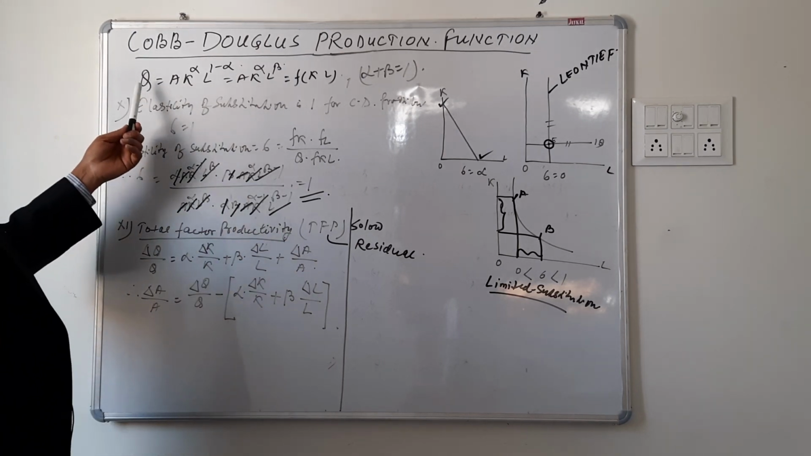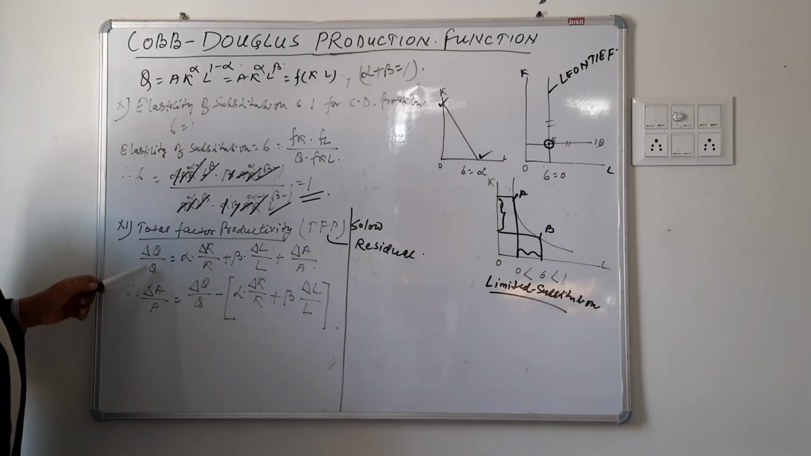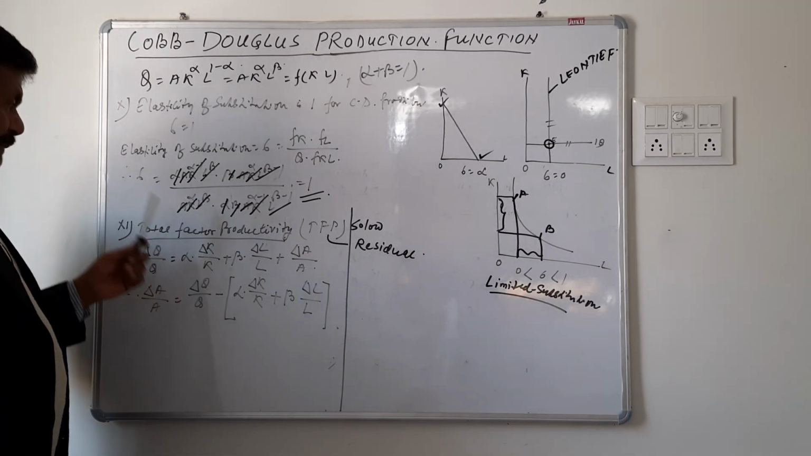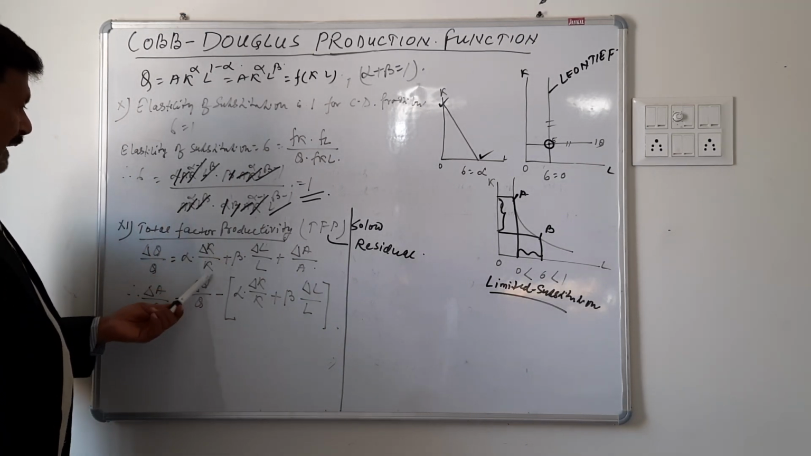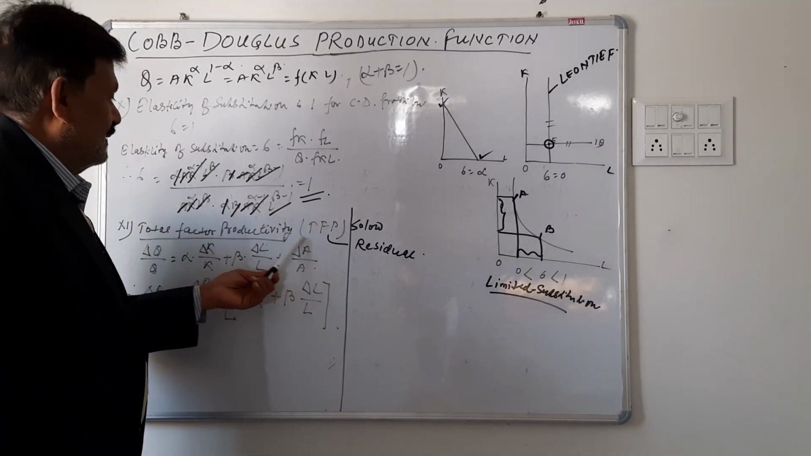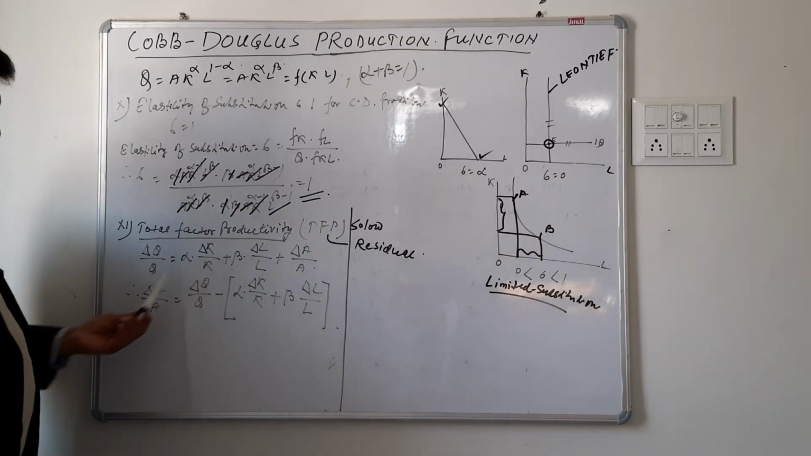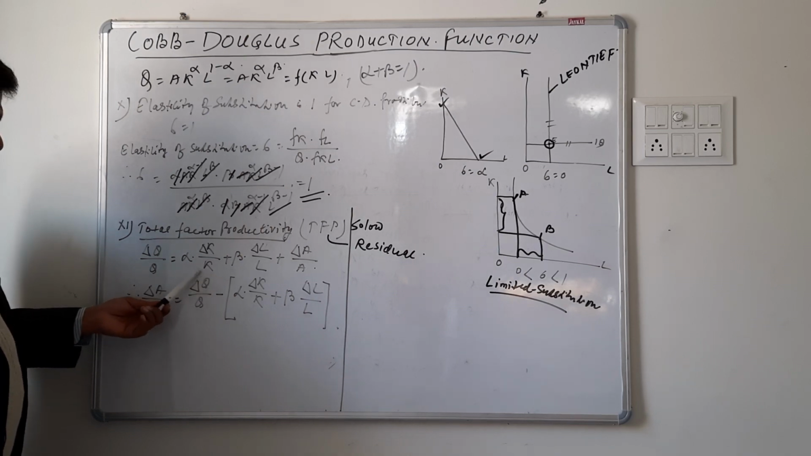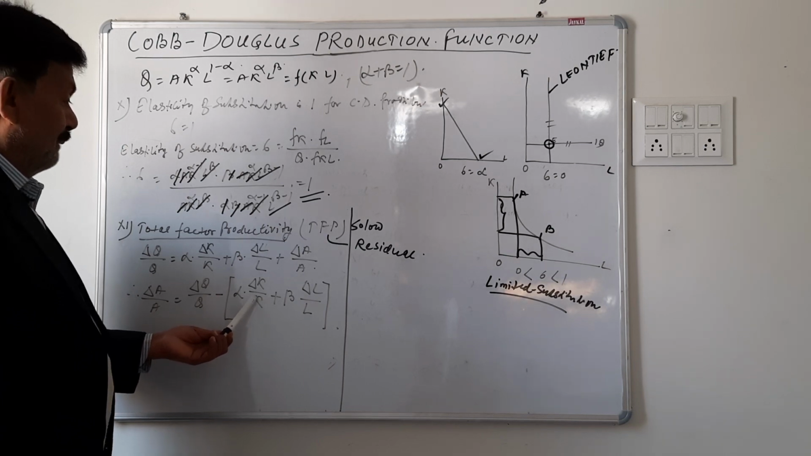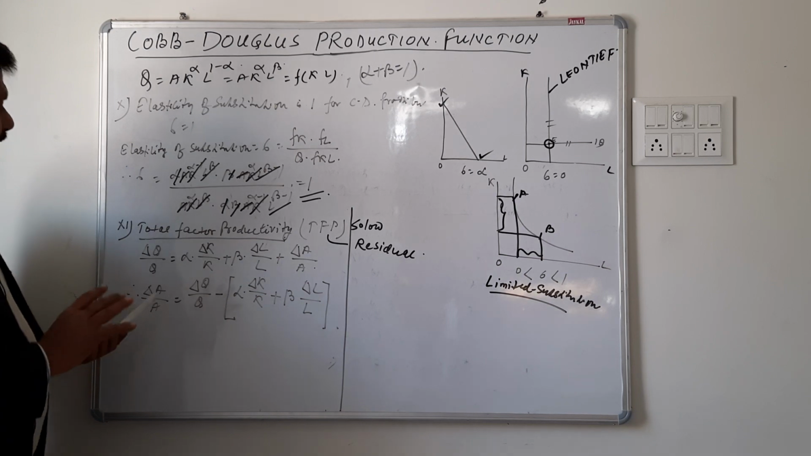So the growth relation between Q, A, K and L could be expressed as delta Q by Q, which is the rate of growth of output. Alpha is the share of capital in output, into the rate of growth of capital, plus beta into the rate of growth of labor, plus this total factor productivity, which we are supposed to find out. This is taken to the left side. So total factor productivity is the rate of growth of output minus the sum of the growth on account of capital and labor. By this formula, we calculate total factor productivity.